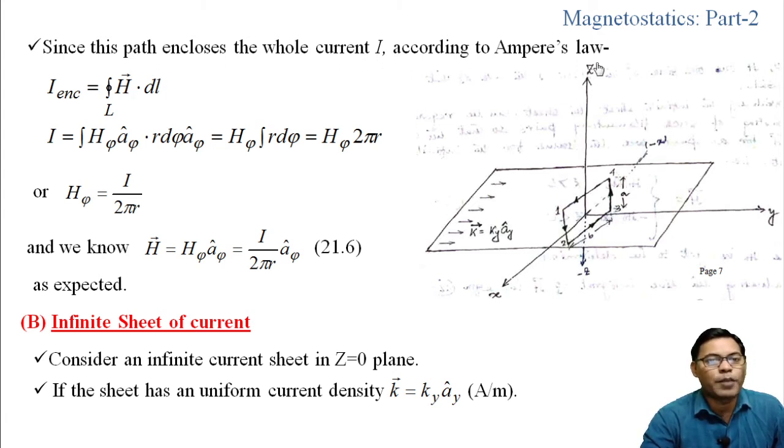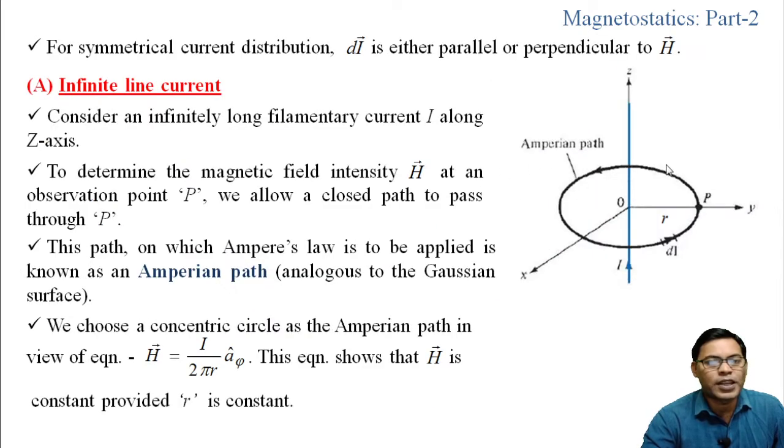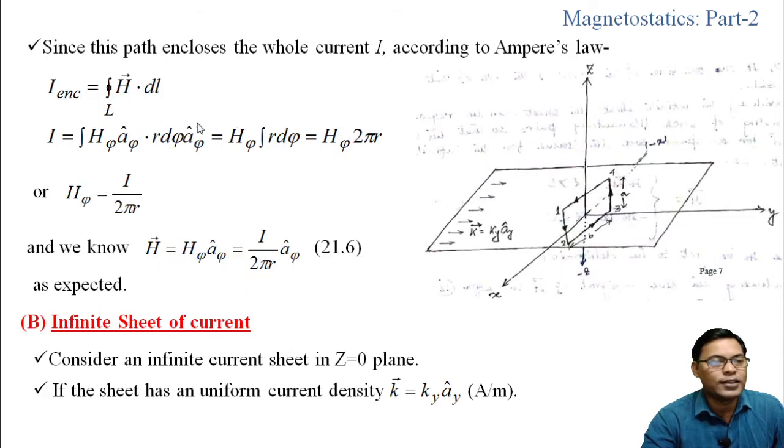According to Ampere's law, I enclosed equals the line integral of H dot dl. I enclosed means the current enclosed by this Amperian path. Here I is the current flowing through it, so I enclosed will be I. In the line integral of H dot dl, H is a vector, so H can be represented as H phi a phi. This vector H has the magnitude H phi and is directed along the direction a phi, dot dl.